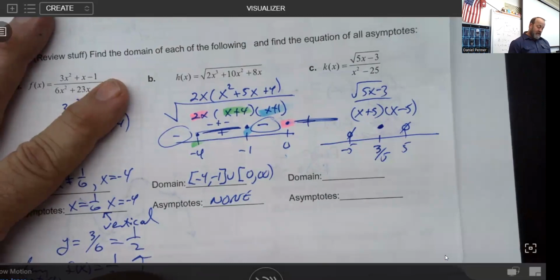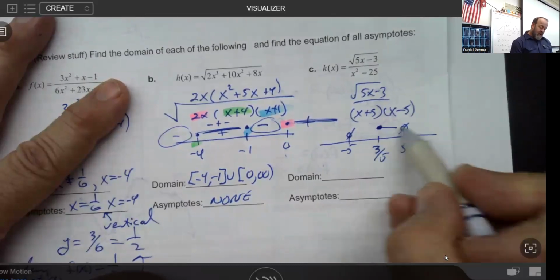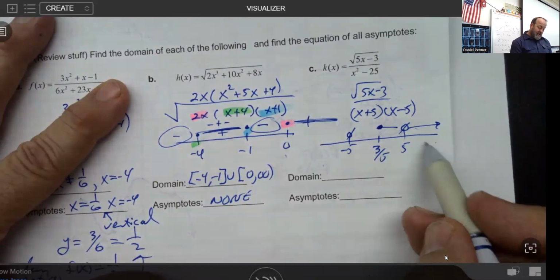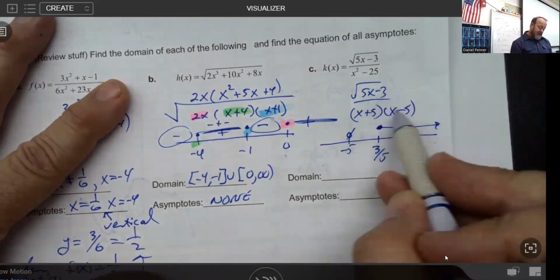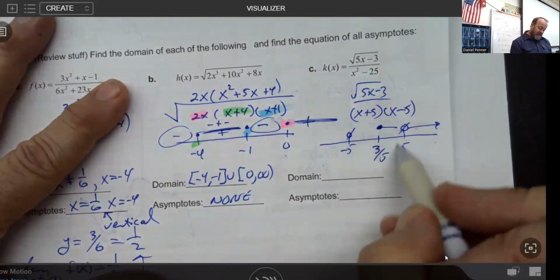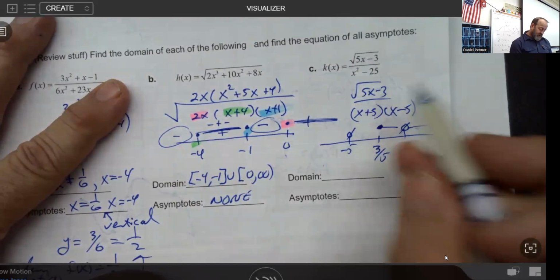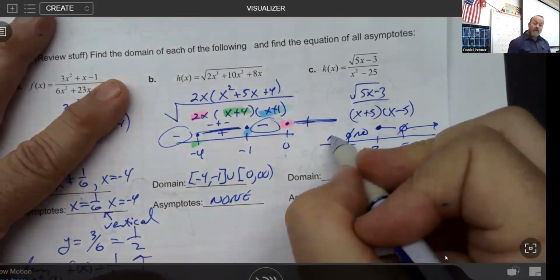But interestingly enough, as I try to move numbers around, anything that I try out here works. Like if I plug in 10, I could take the square root of 5 times 10 minus 3, which is 50 minus 3. That's fine. If I plug in 10, nothing bad happens here. If I try in the middle here, it's great. Plug in 3: 5 times 3 minus 3 is perfect. You can divide. But everything out here is just no, no, no, no, no.